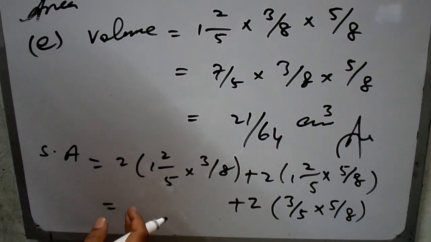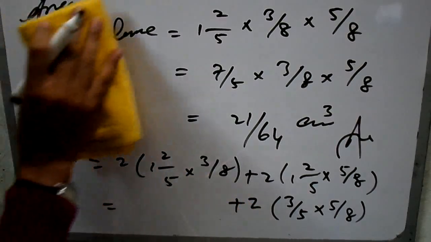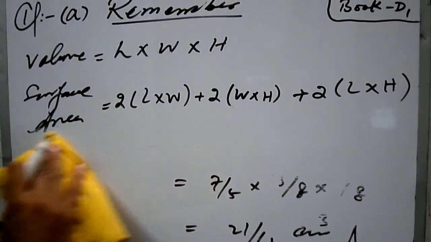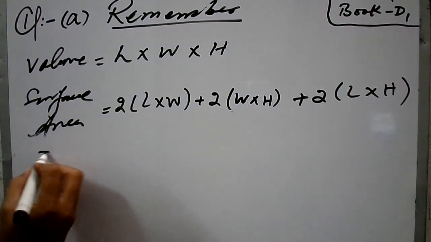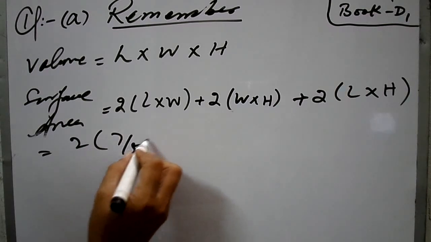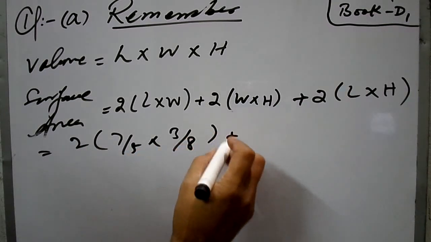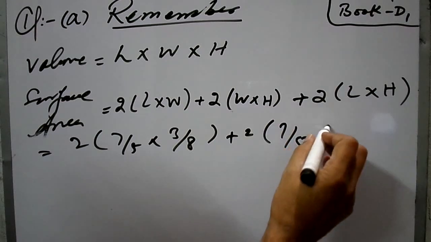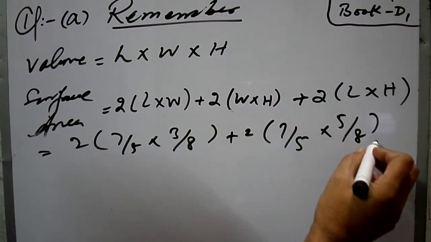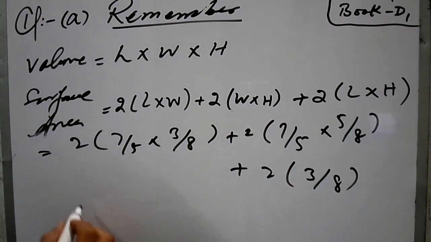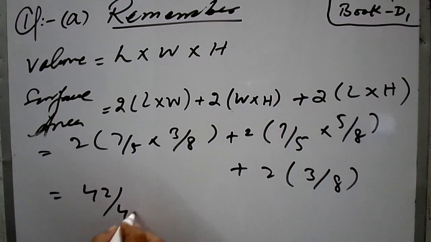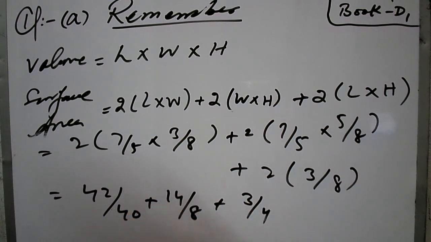You don't have enough space here. Okay, you can see here I have to solve the complete steps for you because it will create a problem for you. Therefore you can see the complete steps here, that is 2 into (7 by 5, 3 by 5 plus 7 by 5 multiplied by 5 by 8) and plus 2 into 3 by 8, so 42 by 40, 14 by 8 plus 3 by 4.